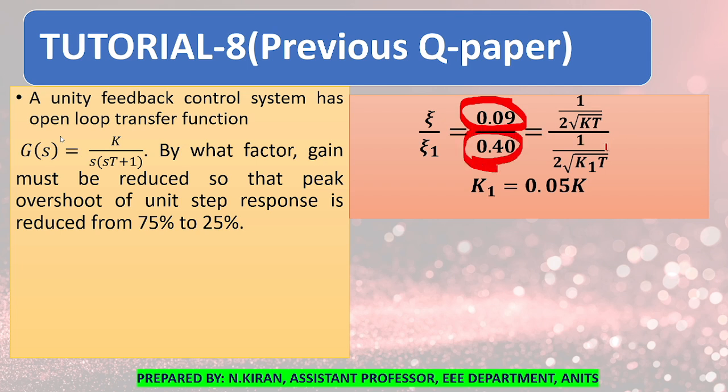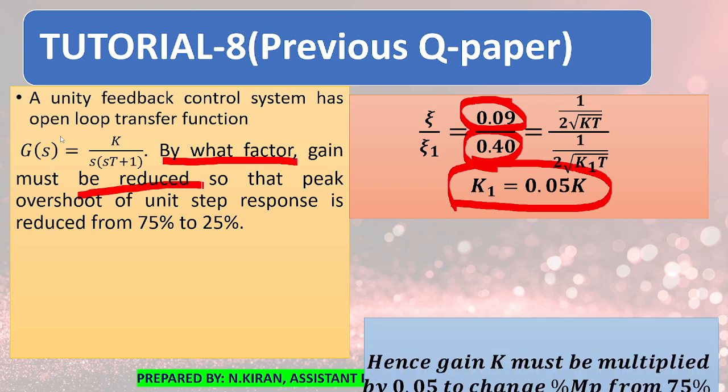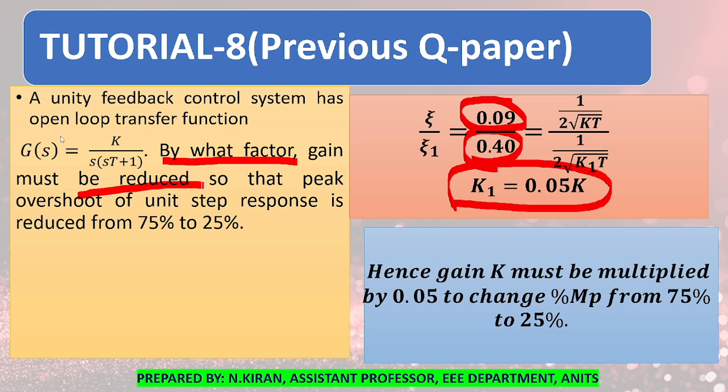Taking the ratio will give me the relation between the constants K and K1, as K1 is equal to 0.05 K. In this case, our main aim is to find by what factor the gain must be reduced. So from this I can conclude that the gain must be multiplied by 0.05 in order to change my peak overshoot from 75% to 25%.